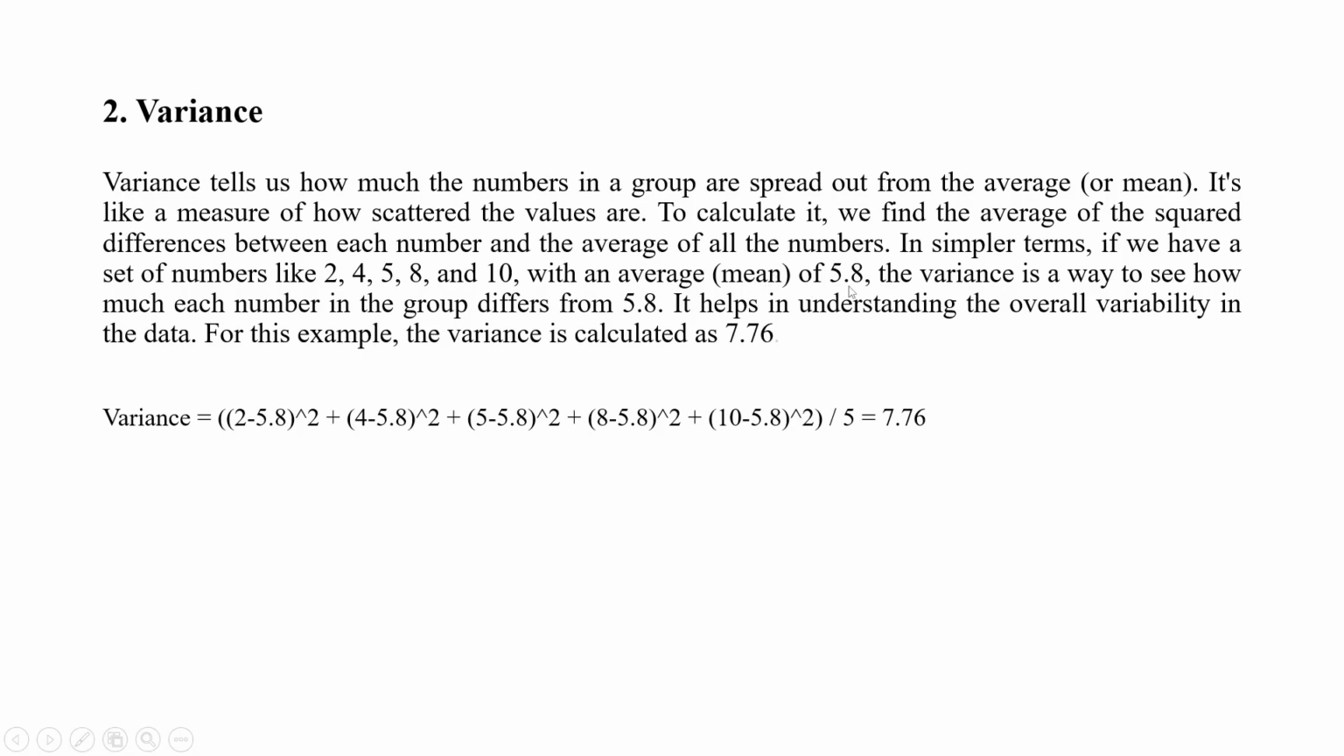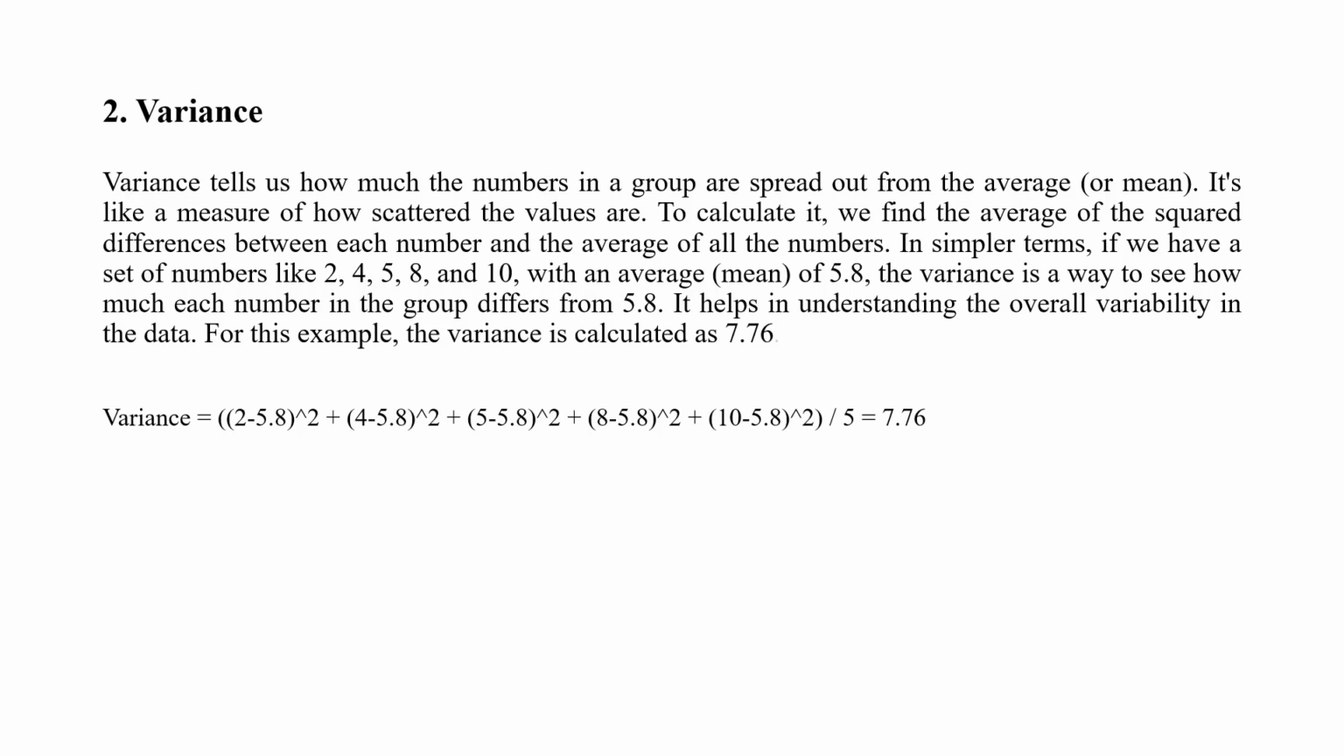We are just finding the mean of this data, which is 5.8, and we are just finding the difference of these values and squaring them. So you can see we are just doing 2 minus 5.8, and so on, and then squaring these values and summing them, then dividing by 5. So you can see we are just applying this formula. So we get 7.76. You can also try with your calculator and rough copy and pen.